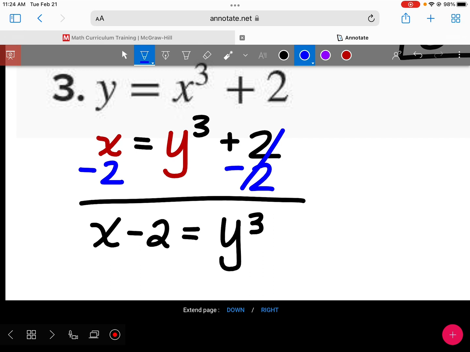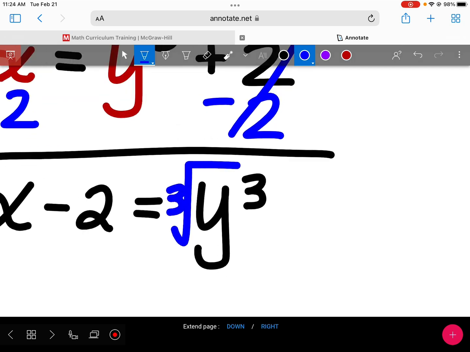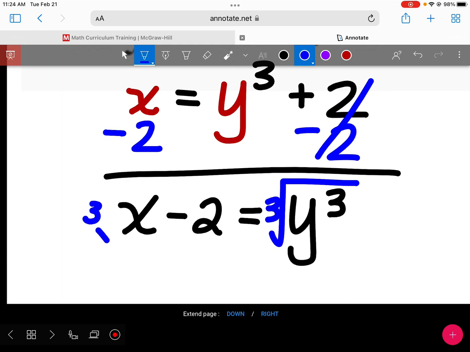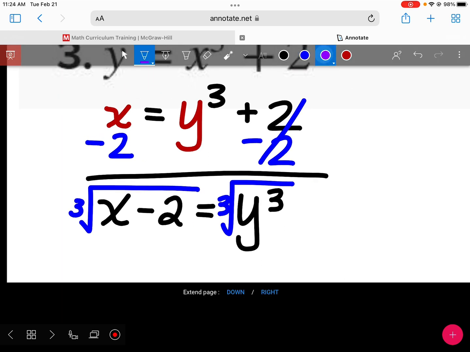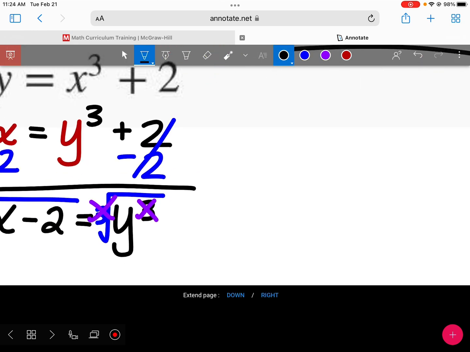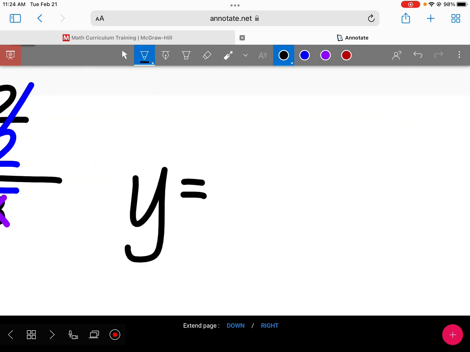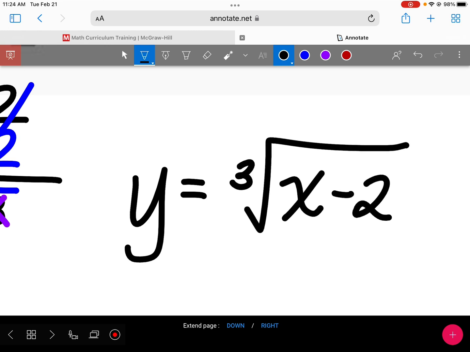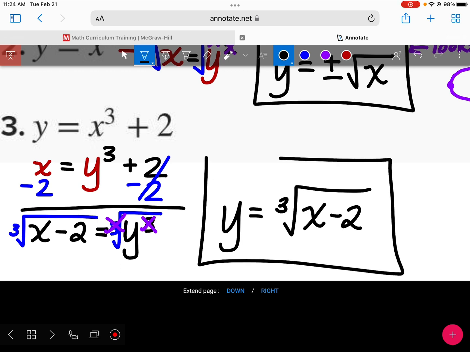How do I get rid of a cubed? Close, but not a square root. That gets rid of a squared. Cubed root. So we're going to do a cubed root of both sides. Cubed and cubed root cancel each other out. And so I have y equals the cubed root of x minus 2. This one is a function.